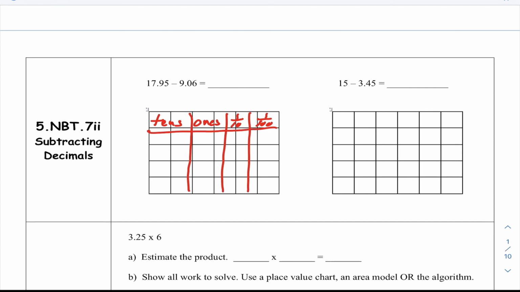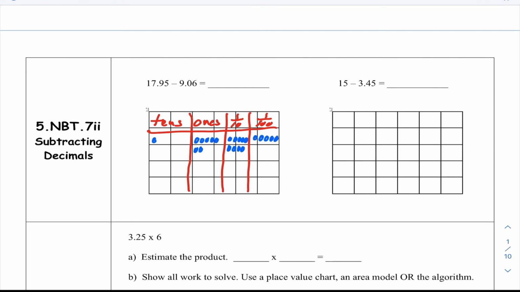Okay. Now, first I'm going to build my 17 and 95 hundredths. So I have 5 in the hundredths spot. 9 tenths. So 1, 2, 3, 4, 5, 6, 7, 8, 9. And 7 ones. 1, 2, 3, 4, 5, 6, 7. And 1 ten. And if you notice, I put my place value counters in groups of 5. It makes it far easier to keep track of and count them, and it keeps everything a little neater. So now I have 9 and 6 hundredths.